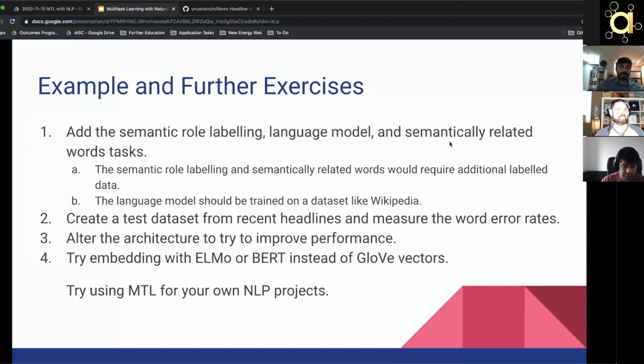You could create a test data set from recent headlines and measure more exact word error rates. You could alter the architecture to try to improve performance. And one thing I definitely want to try, you could try embedding with ELMo or BERT instead of GloVe vectors, since ELMo or BERT takes into account the context. And then, of course, you could try using multitask learning for your own natural language processing projects. I see a lot of projects with transfer learning and not a lot with multitask learning, but it's still something that can help when there's shared tasks.